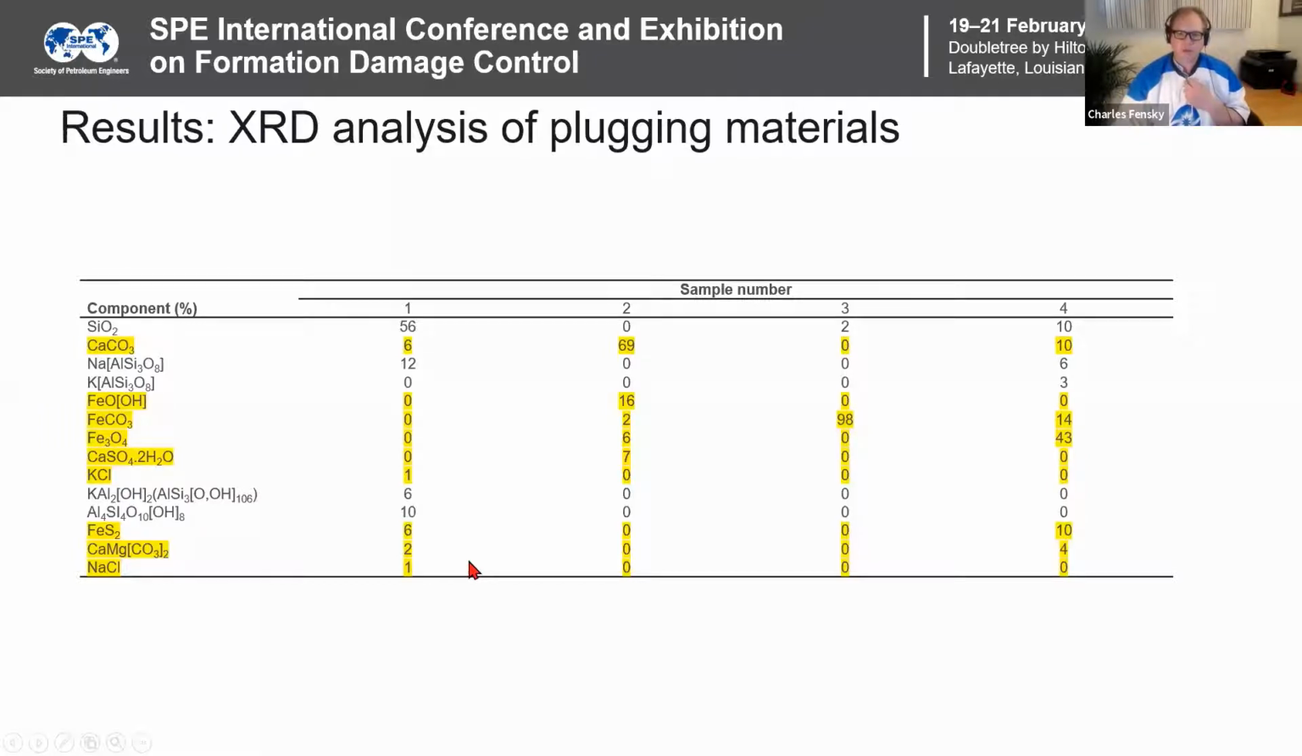Let's go ahead and do our next poll question, please. Which scales are most common in your wells? This is multiple choice: calcium carbonate, barium sulfate, iron carbonates, iron sulfides, or other. Let's give it a few moments here. Still votes coming in.